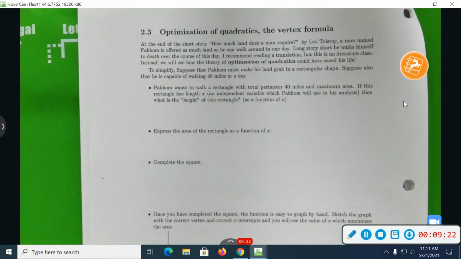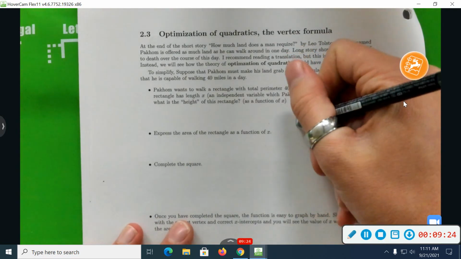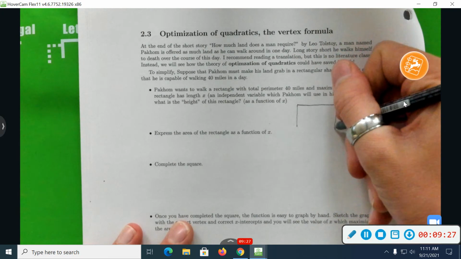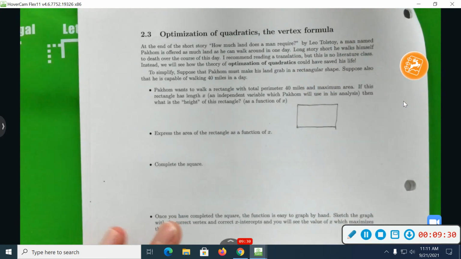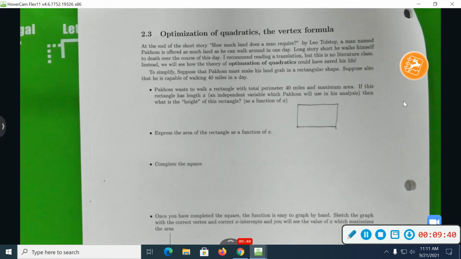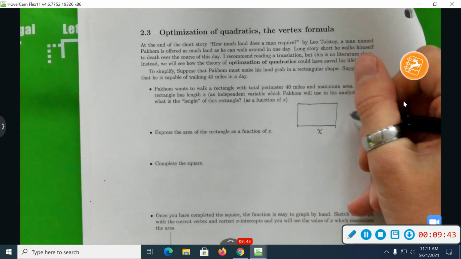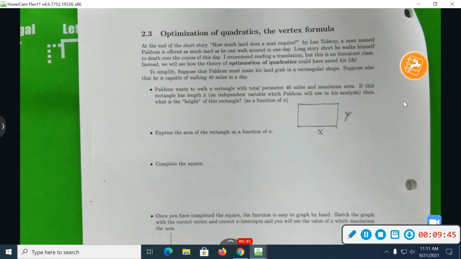And let's start by modeling it. He wants to capture land in the shape of a rectangle. Let's draw a rectangle. And a rectangle has two parameters, right? Length and height. Maybe it's silly to call it height if it's a rectangle that's on the ground. So let's just call the dimensions of this rectangle x and y. And he knows that he can cover 40 miles. So presumably he's going to try to capture a rectangle of perimeter exactly 40 miles. So let's write that down.